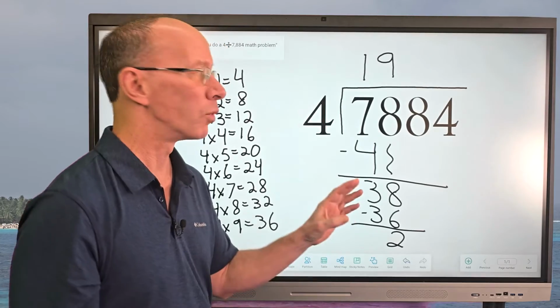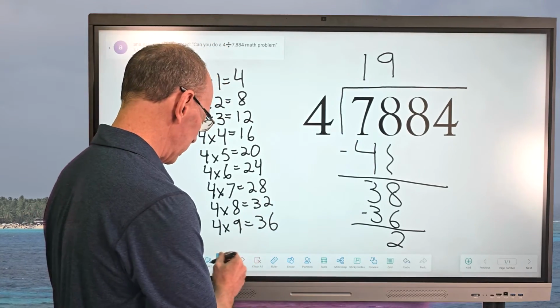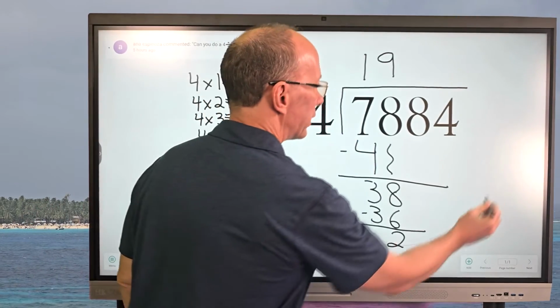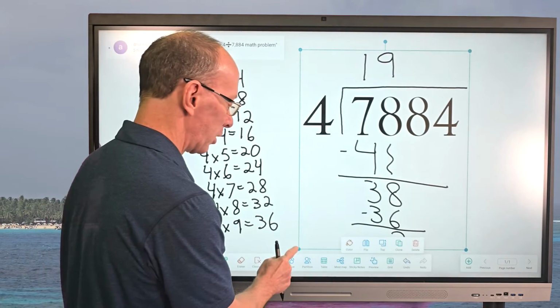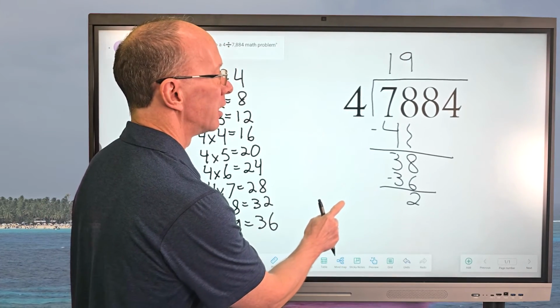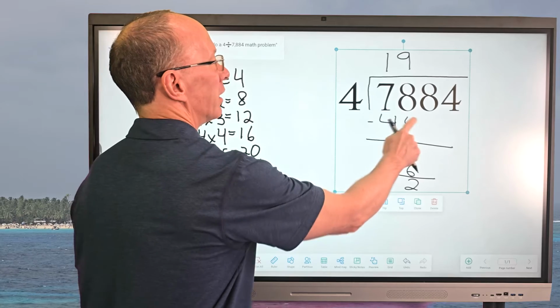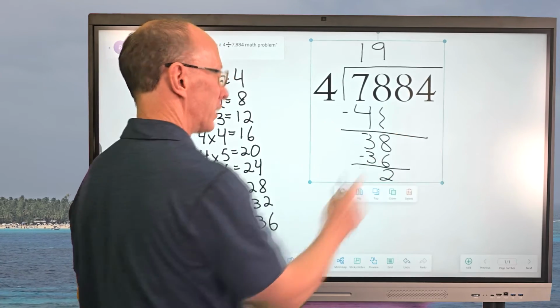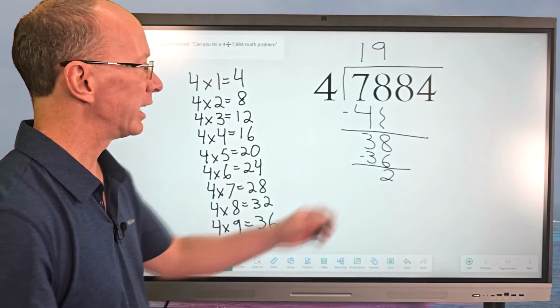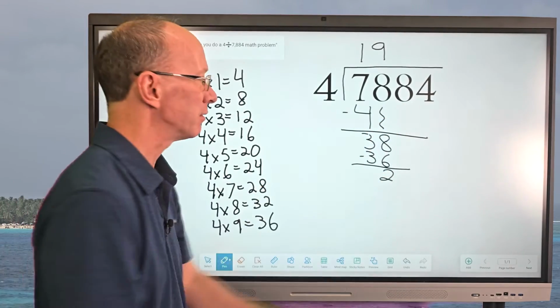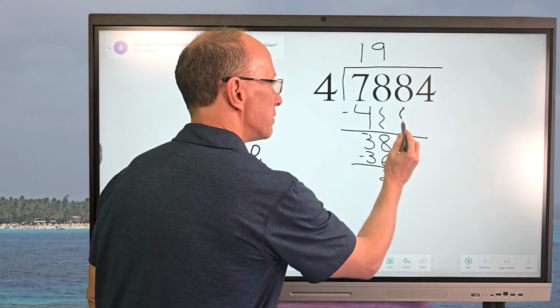And I have some more work, but I need to make this problem a little bit smaller. So I have plenty of room to work here. So that's the nice thing about working with a smartboard. I can change the size of my problem. All right, let's move that over here. All right, let's continue. So now, again, I'm going to drop the next number down, just like this.